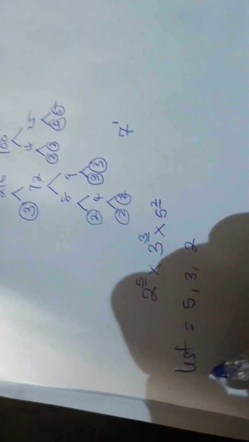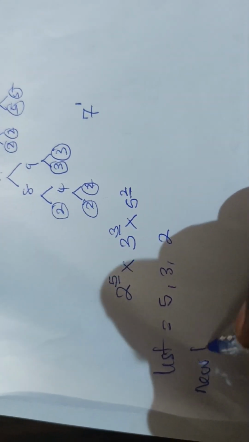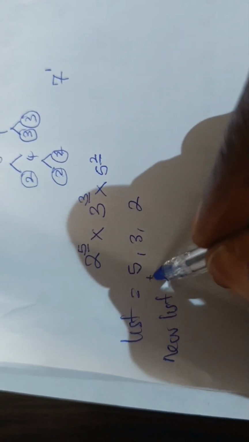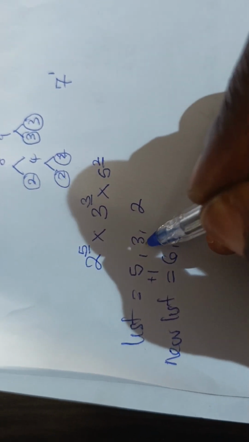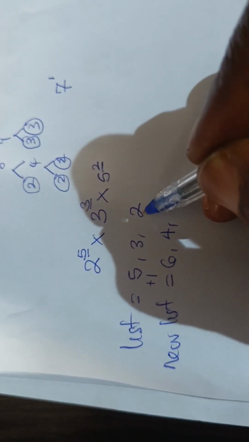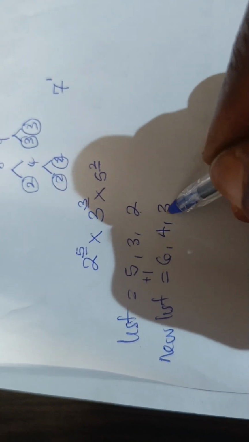So the third step says add 1 to each exponent. Add 1 to each exponent. So this will give us our new list. The new list is now going to be 5 plus 1, which gives us 6. 1 plus 3 will give us 4. 1 plus 2 will give us 3.